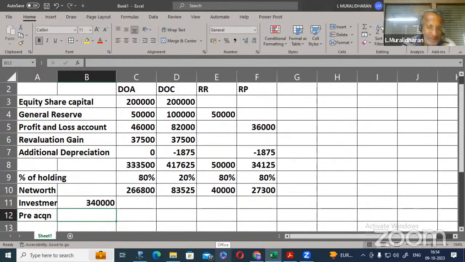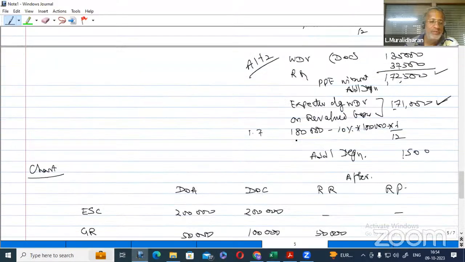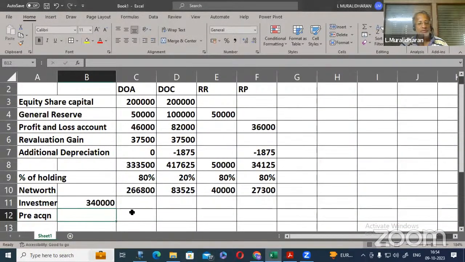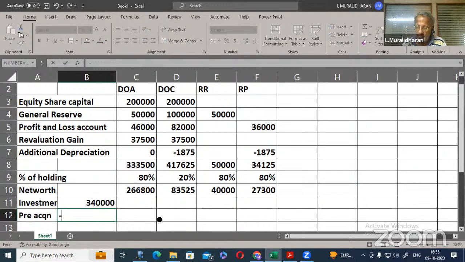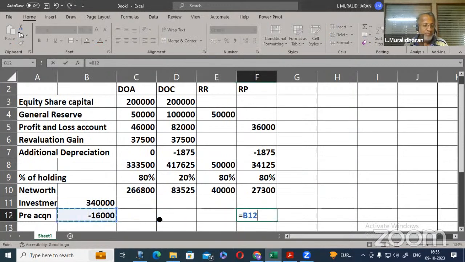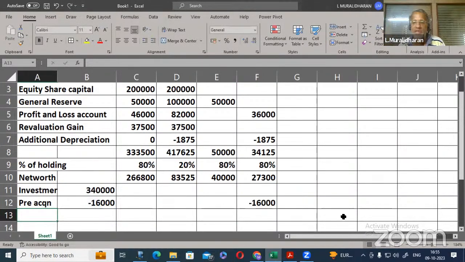So they would have received 80%. So pre-acquisition dividend, though 20,000 rupees they have deducted, A Limited received 80% on 20,000, that being 16,000, we have got to deduct. So that mistake that they have committed, instead of offering credit to investments account, they have credited to profit and loss account. So minus 16,000, and the same has got to be deducted from profit and loss account. That is from revenue profit. When you are making that deduction, it is as good as deducting it from profit and loss account.